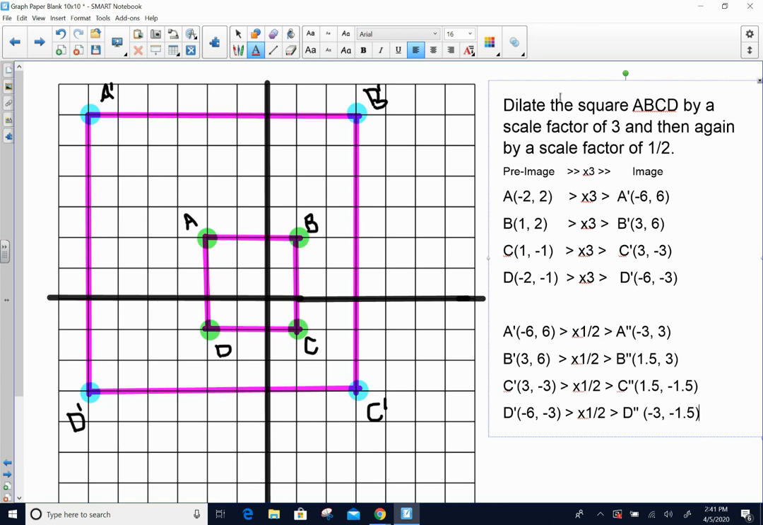You may have some that only asks you to dilate something once. After you do this, you're done. But if you've got to dilate something more than once, then you've got 2 steps there that you need to take to finish it out, okay? So I can plot these new points.